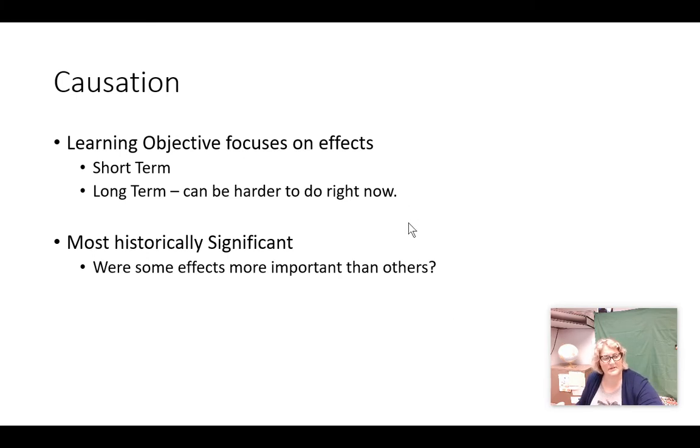When we look at this, we want to look at both short-term effects, which are roughly about 20 to 25 years after European contact, and then we'll also be looking at long-term effects. You'll be explaining in the long term what the effects of these European voyages were. This can be hard to do right now because we're just studying this information, and we don't always know yet what the long-term effects are.